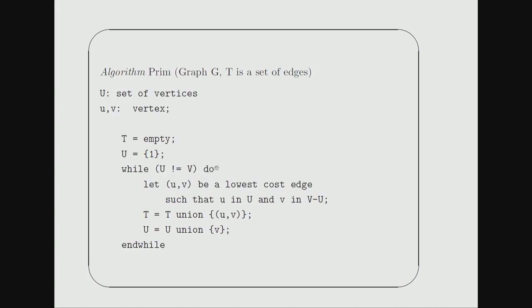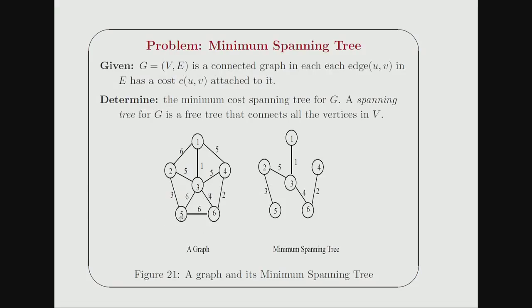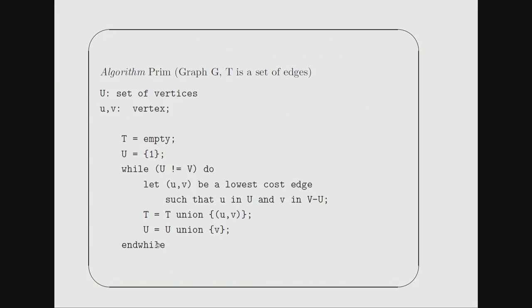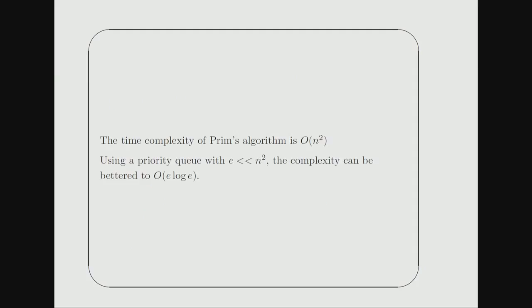While U is not equal to V, let (u, v) be the lowest cost edge such that u is in U and v is in V minus U. Then you make a tree with T union (u, v). Then you include v into the U list, just like we did over here. We started with 1, we included 3, and repeat this process until all the vertices are included in the U vertex list, which is the same as V now.